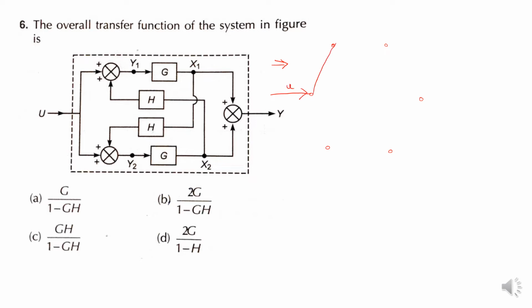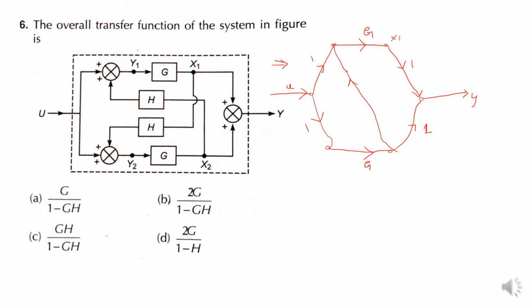Now I have to connect first U. U is connected to this one. So this is 1. And it is connected to the next X1 by means of gain G. Next, this is connected to Y by means of the gain 1. And this is connected to the summing block by means of 1. And here by G. And this is connected to Y by 1. And next, this is connected to this point, the direction is upward, that is H. And here, this is connected to this point and downward direction H. This is the equivalent signal flow graph for the given block diagram. So from this, I can easily solve this and find out the transfer function.